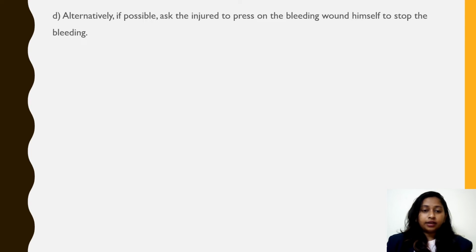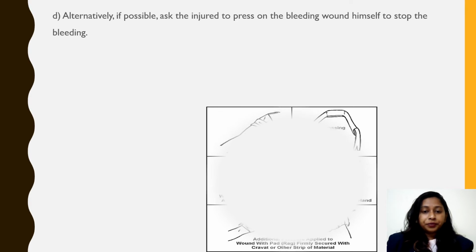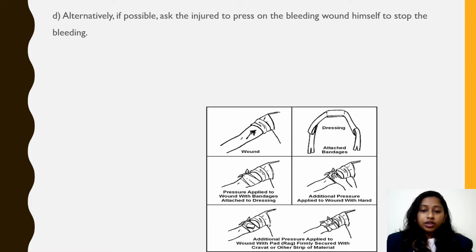In the previous session, I mentioned making bandages, clean cloth, gauze, everything in your first aid box. If it is there, it is really well. It will work like magic. Alternatively, if the patient is alert, ask them to press over the wound. That can also be possible. So this is a wound where there is bleeding, and you have a dressing attached to the bandages as well.